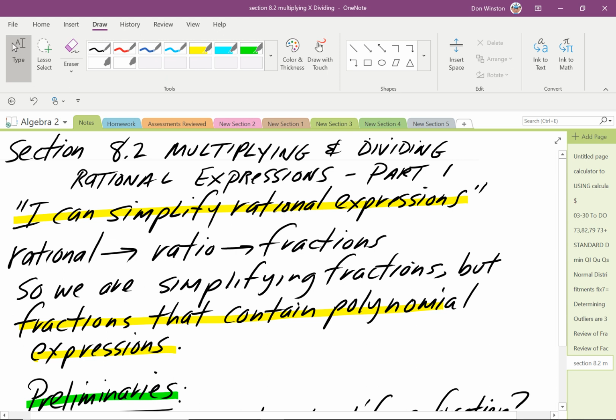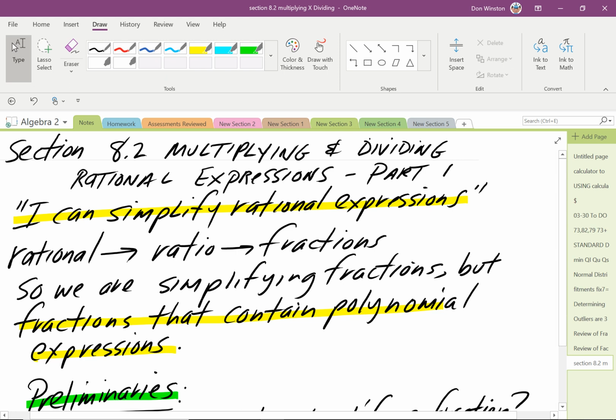Okay, so now we go on to chapter 8, and we'll begin with section 8.2, multiplying and dividing rational expressions. And I am going to separate this into three parts, so today we'll look at part 1. We've spent some time simplifying fractions, and then we've spent some time factoring, and so today we kind of put everything together. So your I can statement for 8.2 is I can simplify rational expressions.